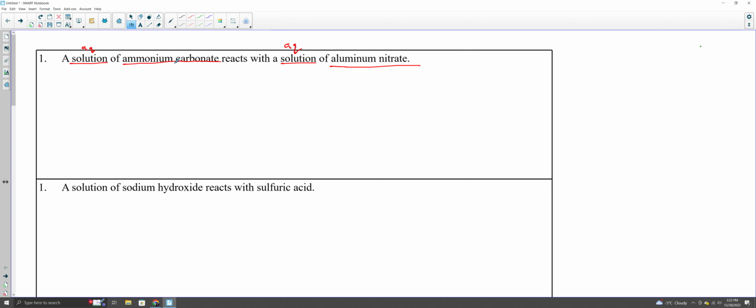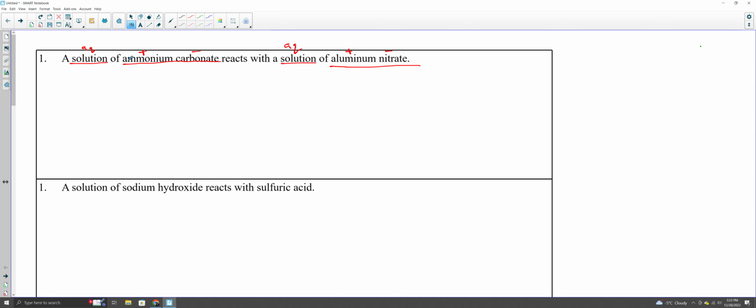So the first thing we have to do is create the chemicals out of this, the ionic compounds. We know these are ionic because they have an anion and a cation, right? The ammonium in this case is the cation, the positive, and the carbonate's the anion. Same with the next one. Aluminium is the cation, positive metal, and nitrate is the anion. It's negative. So we know they're ionic compounds. We know that probably it's going to be a double replacement reaction if we mix two ionic compounds.